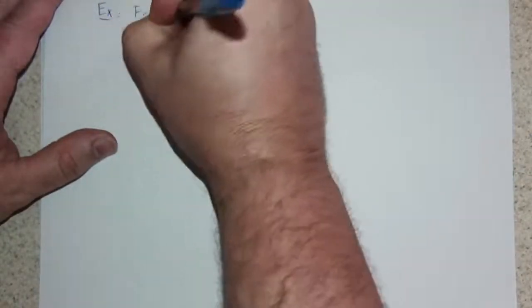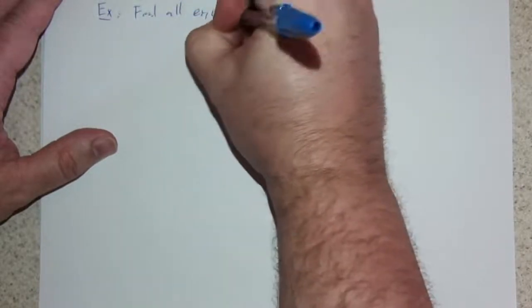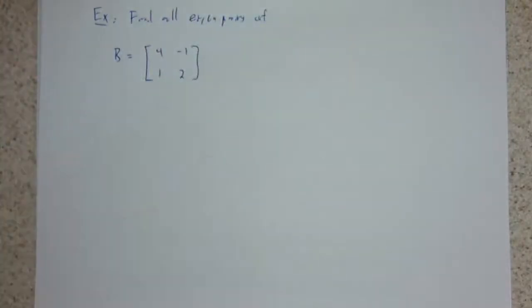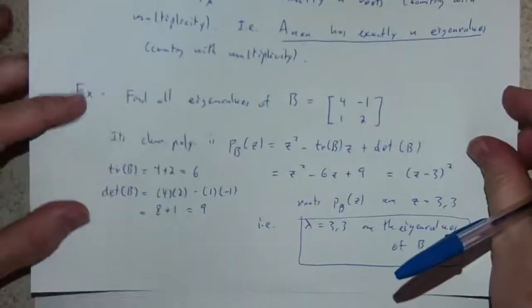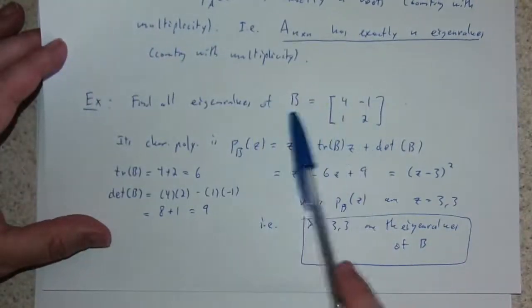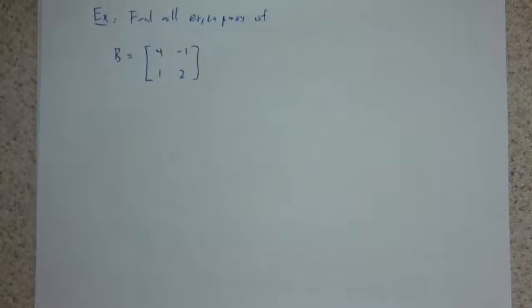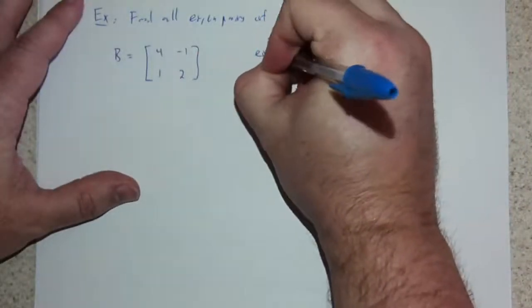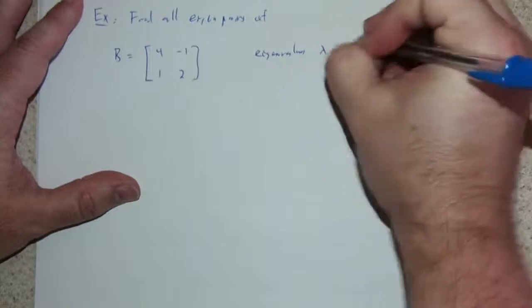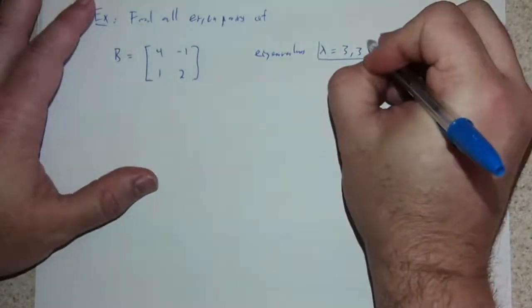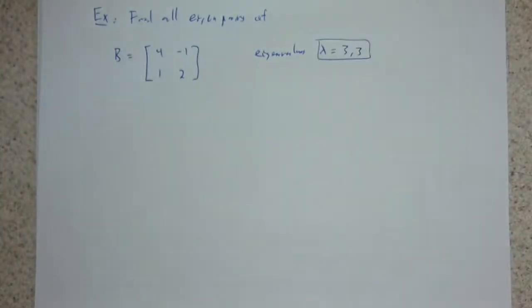Find all eigenpairs of the matrix B, which is the matrix 4, minus 1, 1, 2. So we already saw from the previous example that this matrix has 3 as a repeated eigenvalue. So 3, 3 here. Okay, so eigenvalues, it actually only has 1. We count it twice, so it's 1 with multiplicity 2. So the eigenvalue here is just 3.